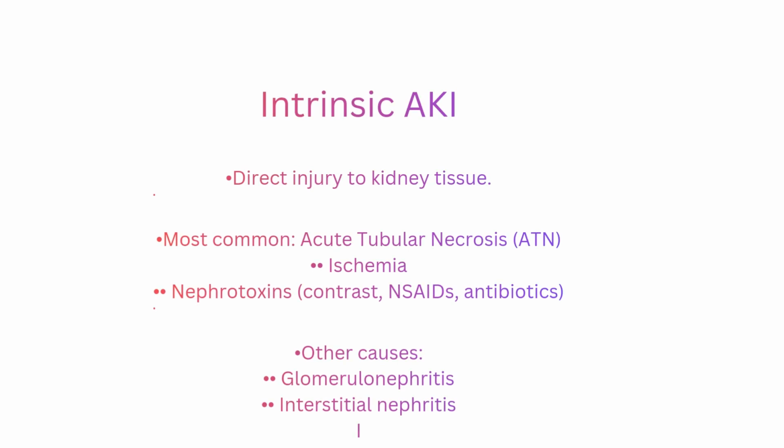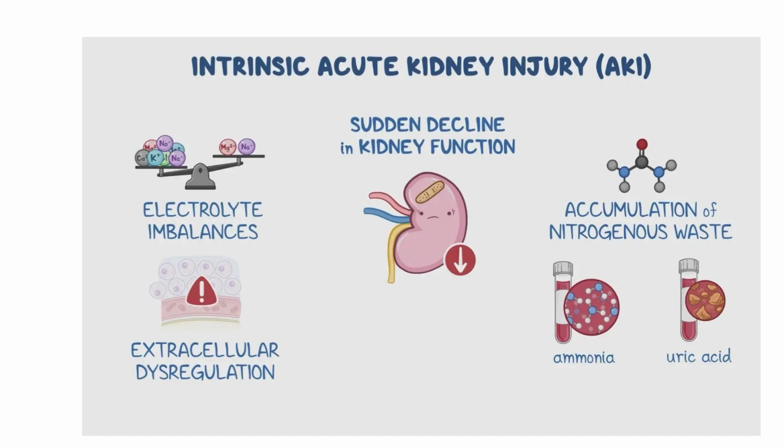So intrinsic acute kidney injury results from direct injury to the kidney tissue. Most common type is acute tubular necrosis, often caused by prolonged ischemia or exposure to nephrotoxic substances such as contrast dye, certain antibiotics, NSAIDs, or chemotherapy drugs. Other intrinsic causes include glomerulonephritis, acute interstitial nephritis, and vascular disorders.